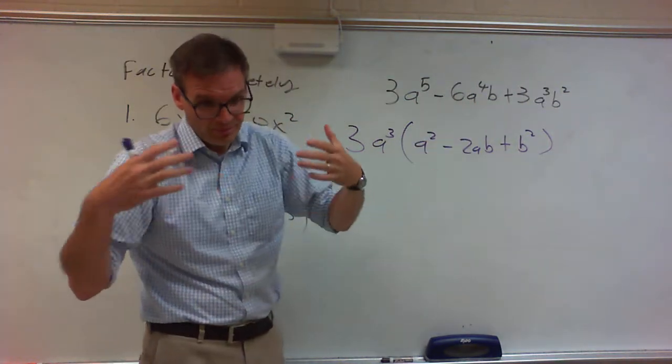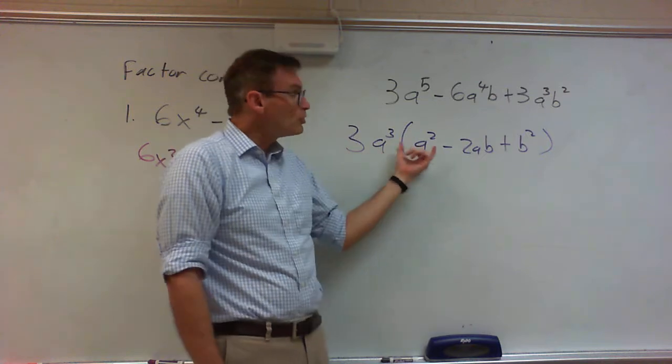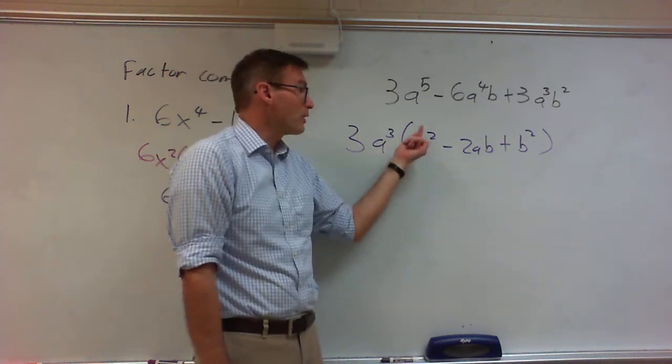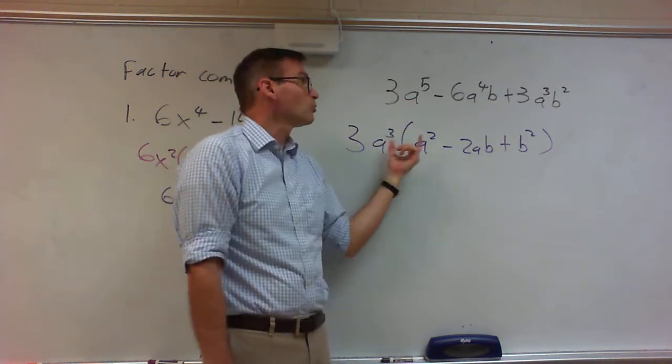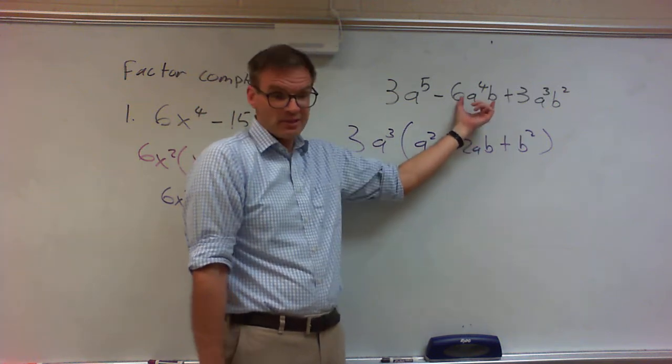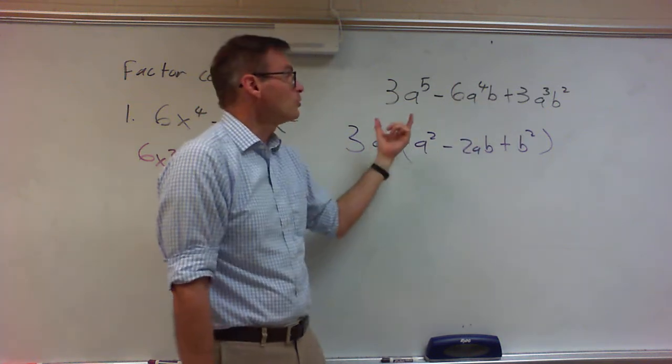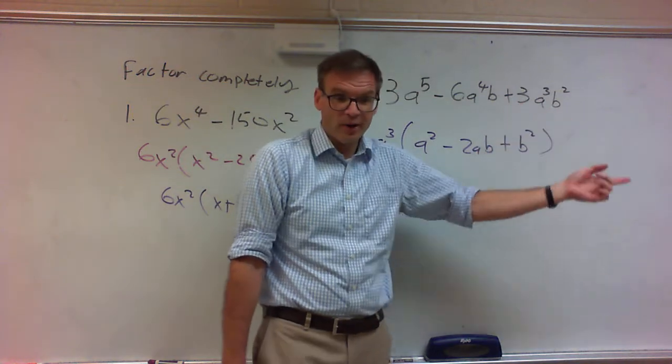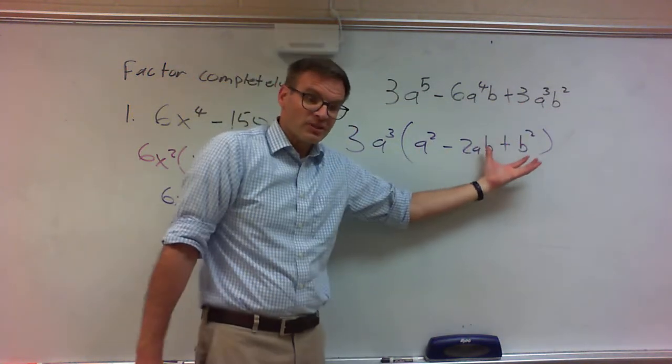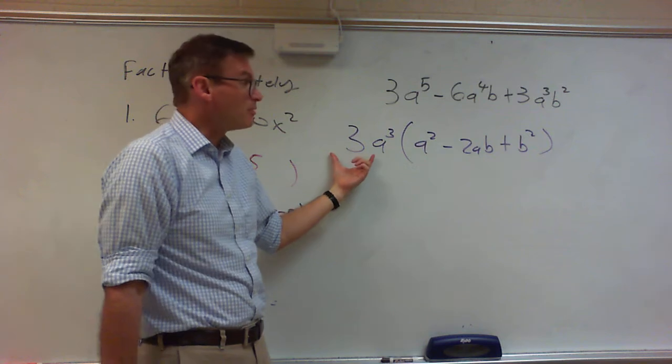So, and again, it works in reverse. If you were to distribute this, 3a cubed times a squared gives me 3a to the fifth. 3a cubed times this 2ab gives me the 6a to the fourth b. 3a cubed times b squared gives me 3a cubed times b squared. So I ask myself what's in common. I pull out that common factor.